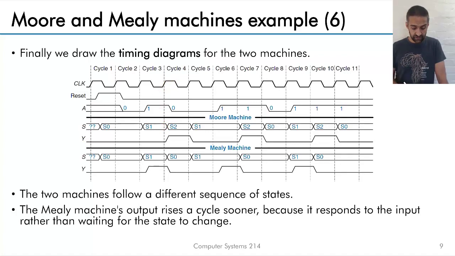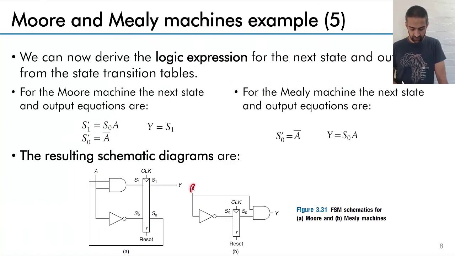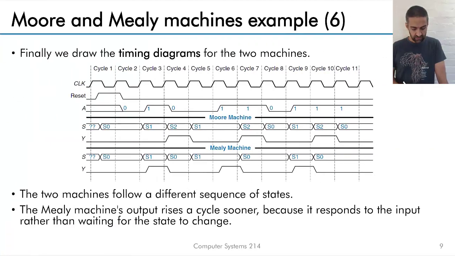However, the Mealy state machine, because of this direct link here, its output Y changes immediately when A changed. So this here drove that change there. And this state is then the state transition that happens afterwards. So that's important to understand.